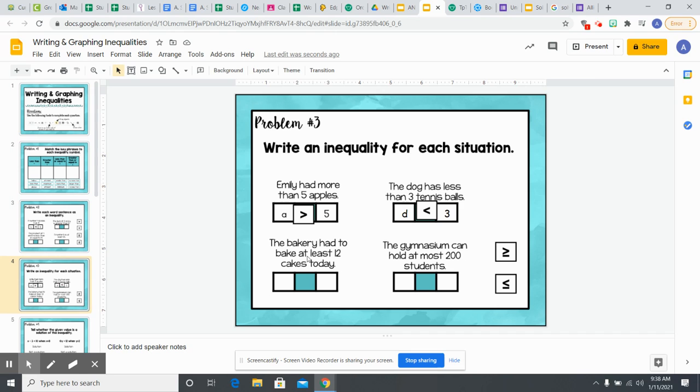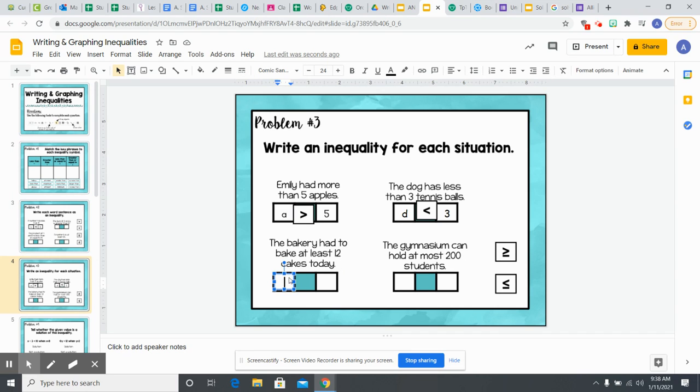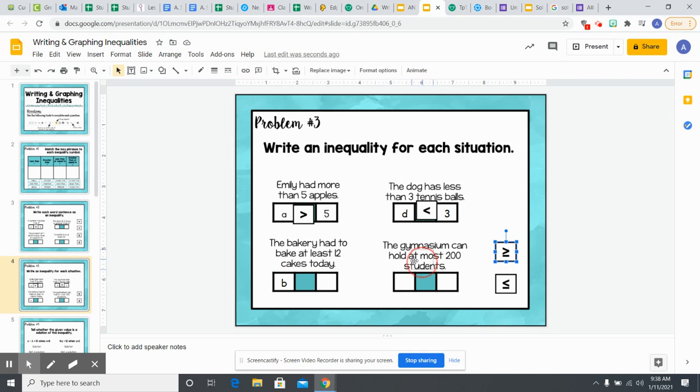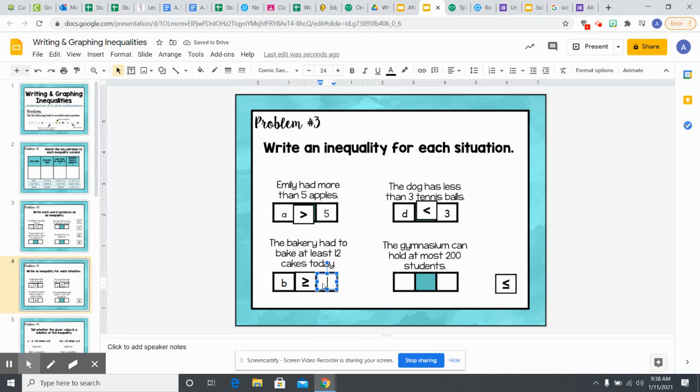All right, next one. The bakery had to make at least 12 cakes today. So we're going to use B for bakery. If they had to make at least 12 cakes today, that means they can make 12, but they can't make any less than that. So it's got to be 12 or more. So it's our alligator sign, our greater than or equal to with the line underneath it. And then put 12.